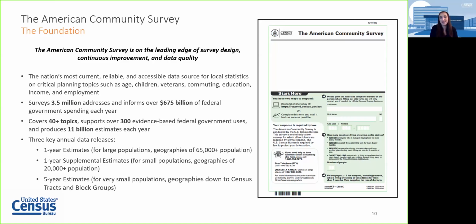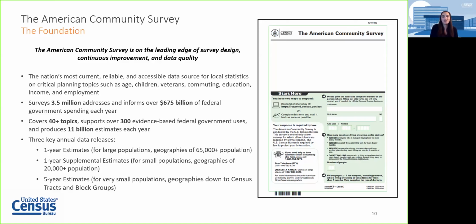With the introduction of the ACS, communities and businesses receive more current data, and the census questionnaire sent to all residents every 10 years has been significantly shortened. Our estimates, covering more than 40 topics, support more than 300 known federal uses and countless non-federal uses. Businesses and communities use these 11 billion estimates each year to make vital decisions, including where to locate hospitals and schools, what transportation needs exist, and what goods and services businesses should provide to customers.